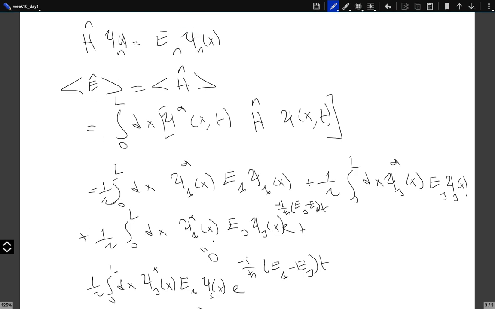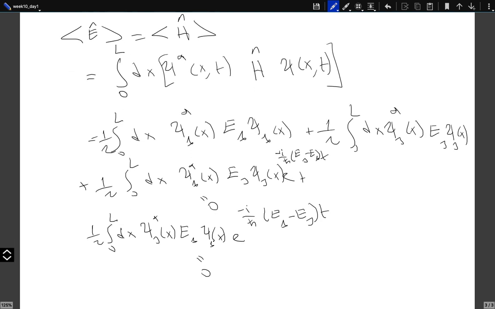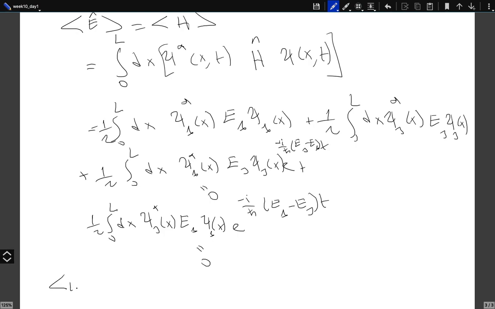In the first line, E1 is just a constant. I can take it out. What remains is the absolute value of psi 1 squared integrated over x. That is just 1. So the average of E will be 1 over 2 (E1 plus E3).